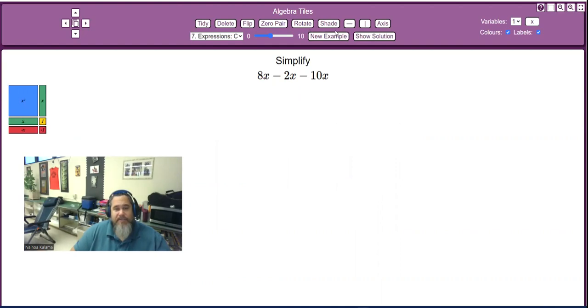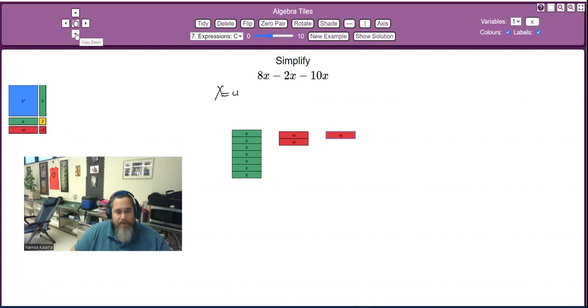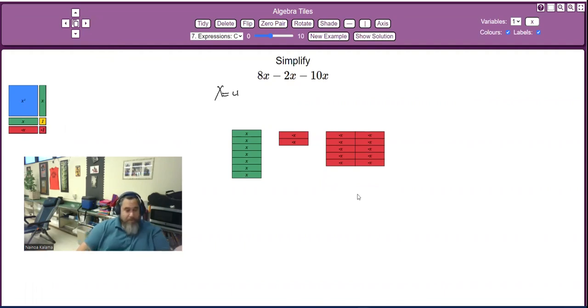Okay, so to do this visually, with algebra tiles, what I'm going to do is make 8x: 1, 2, 3, 4, 5, 6, 7, 8. Then I'm going to have minus 2x, boom, and then minus 10x, boom, boom. Oh, by the way, we didn't solve it last time, did we? We'll solve it, don't worry.